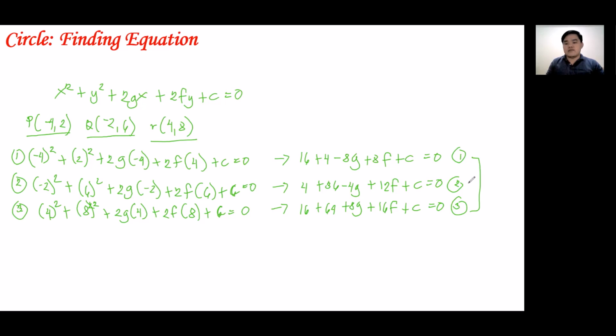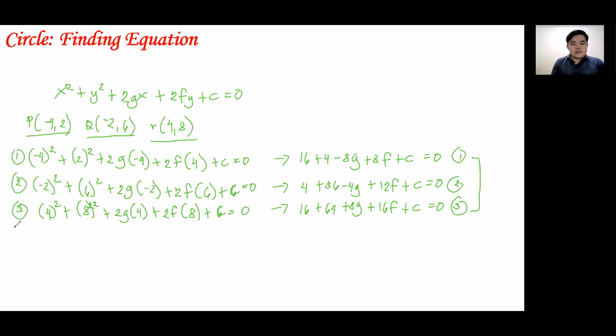Why? So simply, if we're going to use equation number 1 and number 3, we're going to cancel what? We're going to cancel the variable c and the variable g here, because their numerical coefficients are the same. Are you sure? I don't think so. Okay, so let's continue.